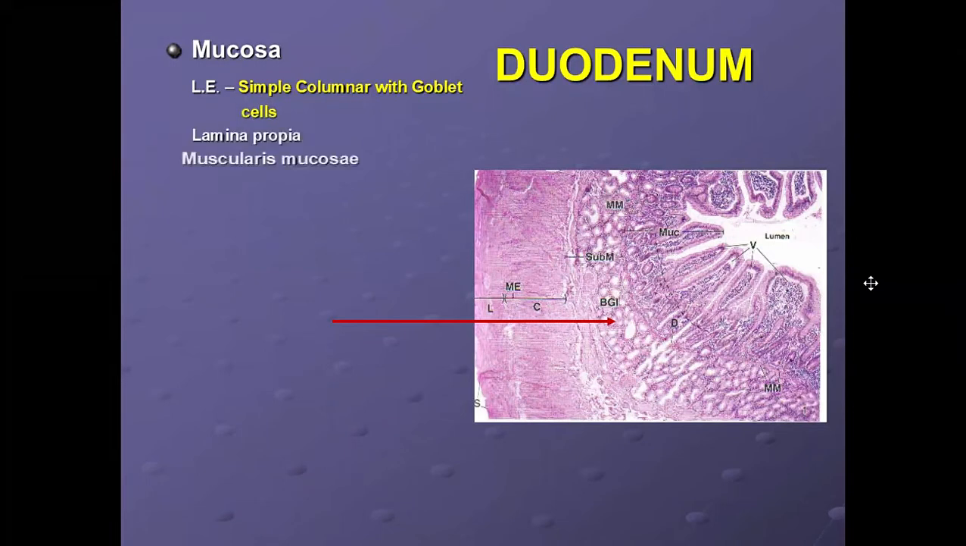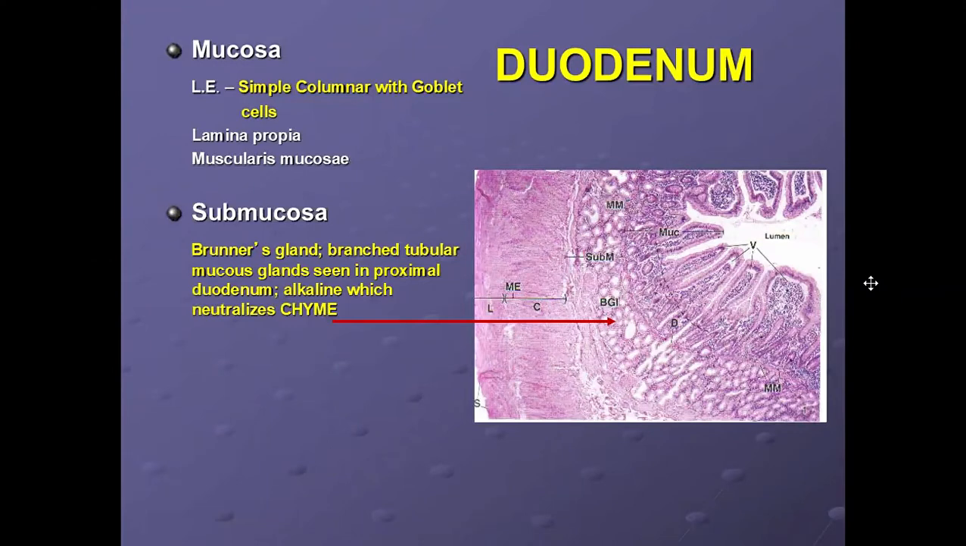Lamina propria, muscularis mucosa. The submucosa, presence of Brunner's gland. Okay, these are your Brunner's glands. Described as branched tubular mucous glands seen in the proximal duodenum. And you know that the duodenum is very short. Proximal part, alkaline. It secretes alkaline, which neutralizes chyme.